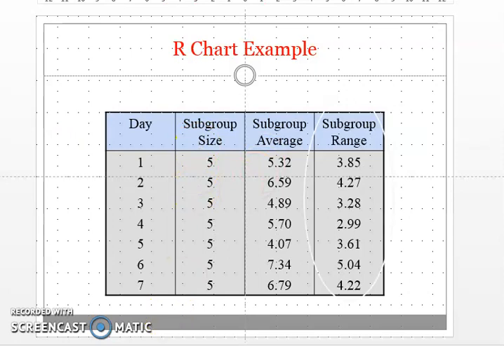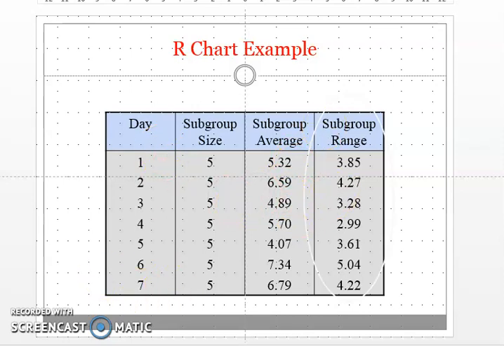He has taken readings for 7 days, 5 readings each day. Then he has calculated the time required. The subgroup average is 5.32 and the subgroup range is equal to 3.85. Range means the highest minus the smallest, and the average subgroup time required. He has calculated this for 7 days.